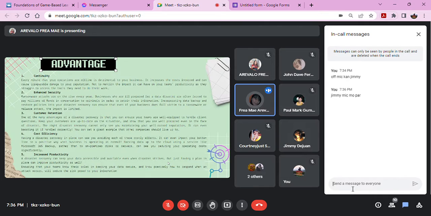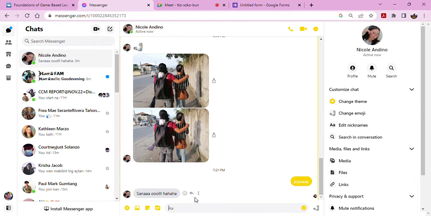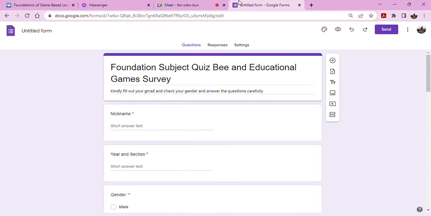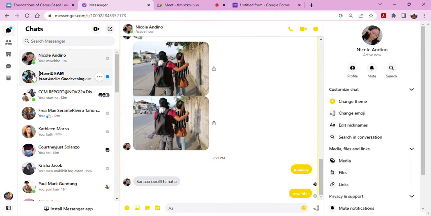So, syempre, kapag ang isang kumpanya is merong disaster recovery, magkakaroon kayo, yung kumpanya nyo, ng ability to handle and hold a customer. So, mas marami kayong mahihikayat na customer kasi marunong kayong madali kayong mag-respond sa mga complaints nila, ganon.